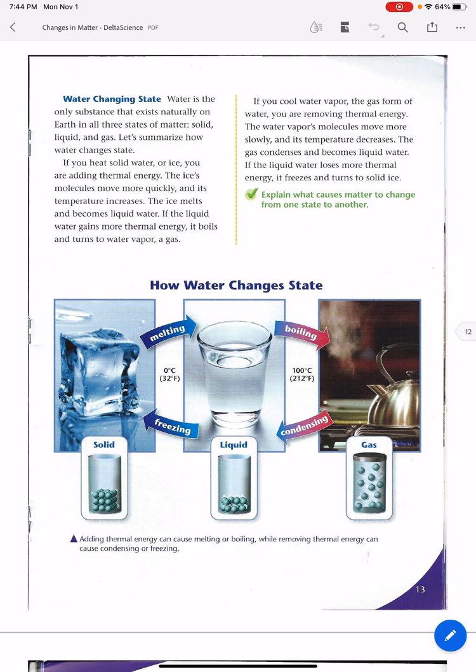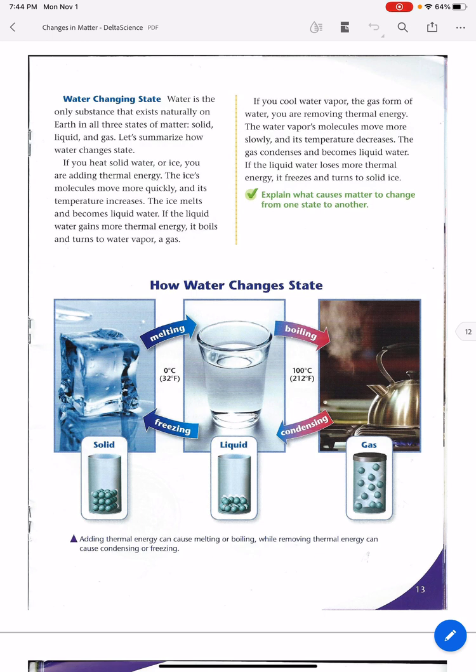If you cool water vapor, the gas form of water, you are removing thermal energy. The water vapor's molecules move more slowly and its temperature decreases. The gas condenses and becomes liquid water. If the liquid water loses more thermal energy, it freezes and turns to solid ice.